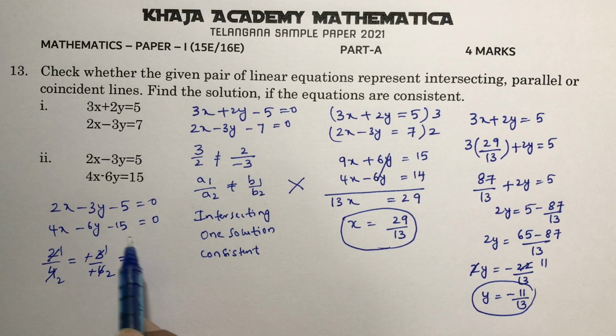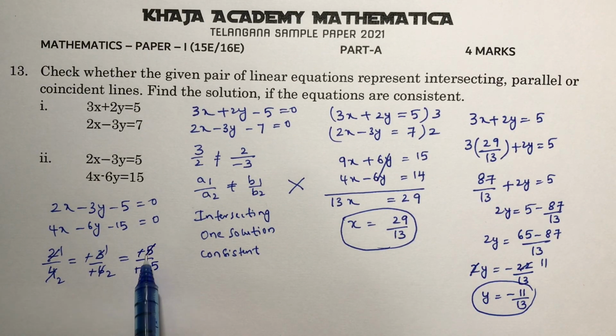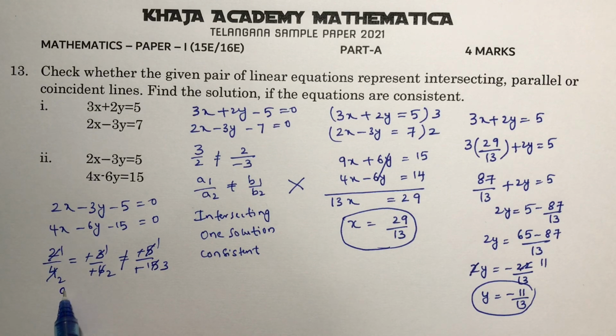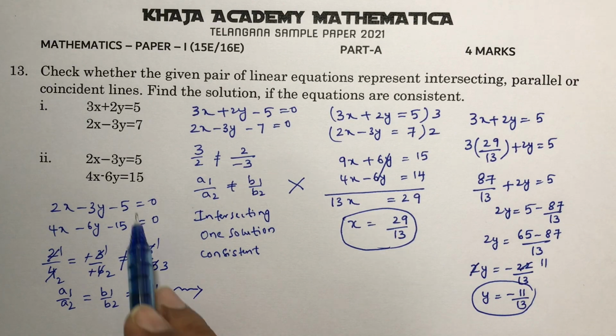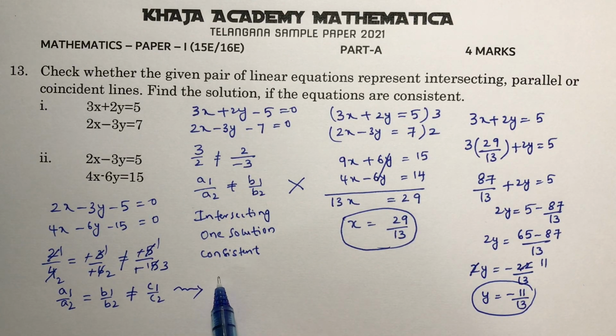These two are equal, so then check for this. Minus 5, minus 15, minus minus cancel. 5 times 1, 5 times 3. See, 1 by 2, 1 by 2, but it is not equal to 1 by 2, it is 1 by 3. So here you got a1 by a2 is equal to b1 by b2 and is not equal to c1 by c2. So these two pair of linear equations are parallel.